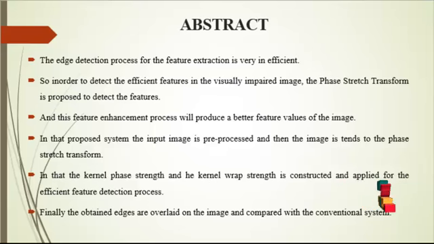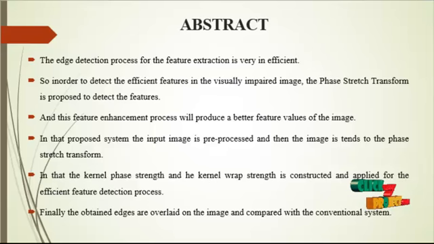The resulting features will be a subset of the image domain, often in the form of isolated points, continuous curves or connected regions. And this image feature detection is very difficult in visually impaired images. In visually impaired images, the minute pixels in the region are very difficult to find for the process. So the edge detection process for feature extraction is very inefficient. So in order to detect efficient features in visually impaired images, the phase stretch transform is proposed to detect the features, and this feature enhancement process will provide better feature values of the image.